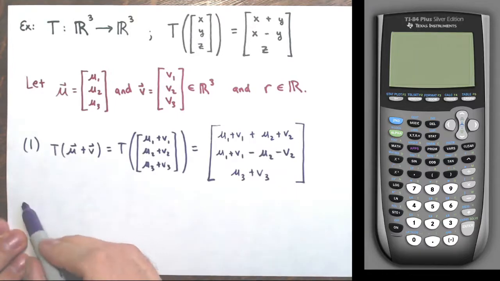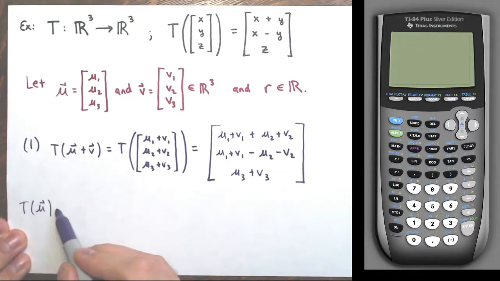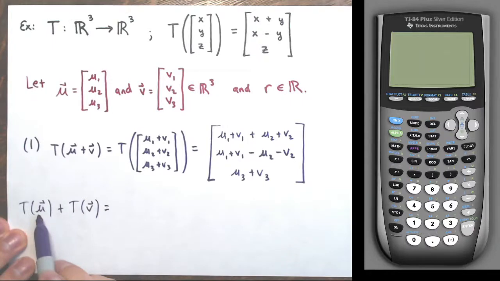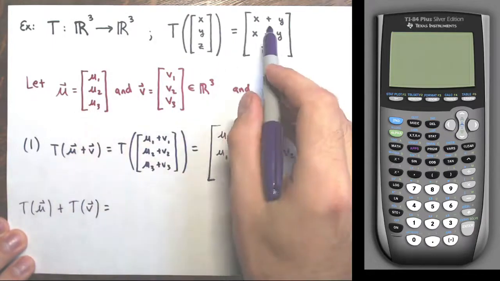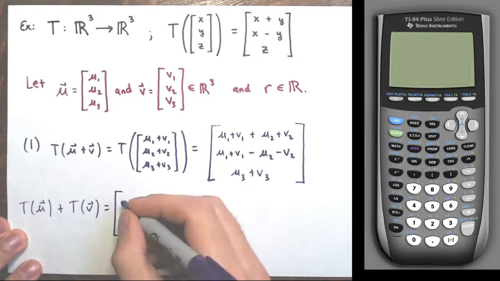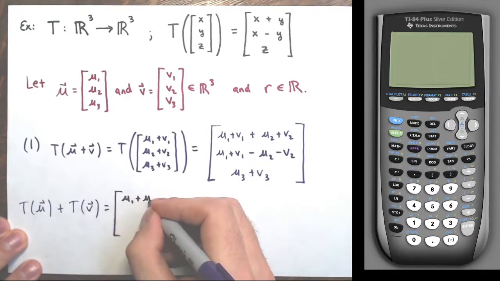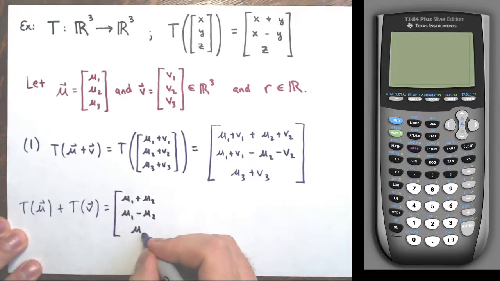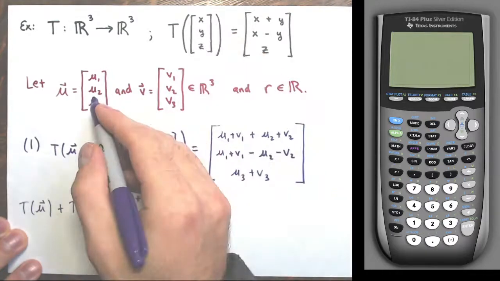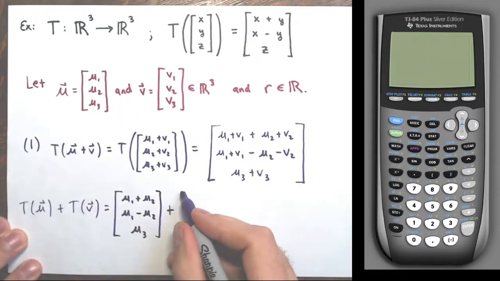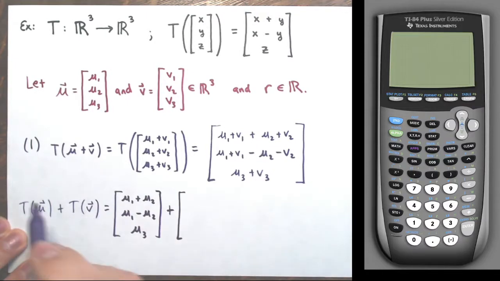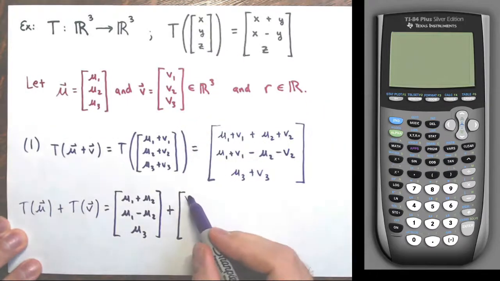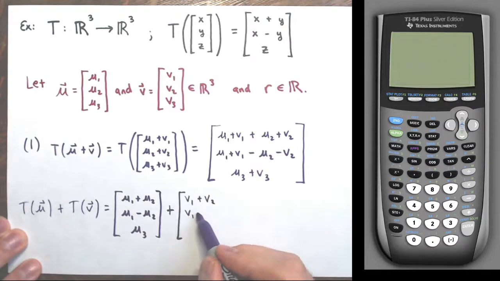Then looking at the other side, T of u plus T of v. Again, I'll just apply T to u first. So u1, u2, u3 applied here, I'd have u1 plus u2, and then u1 minus u2, and then u3, if I apply the rule T to just vector u. And then I'm adding to this T applied to v, so v1, v2, v3 instead of x, y, and z. So it'd be v1 plus v2, v1 minus v2, and v3.